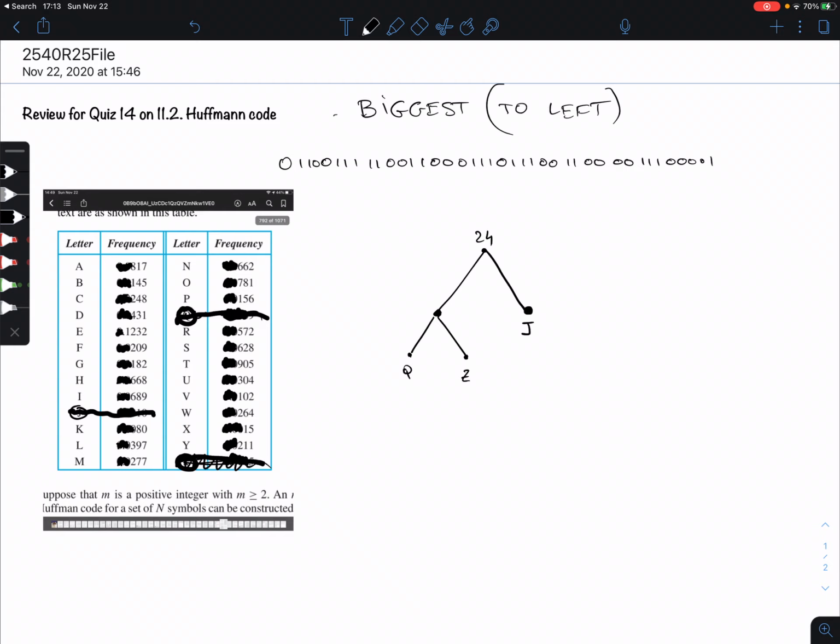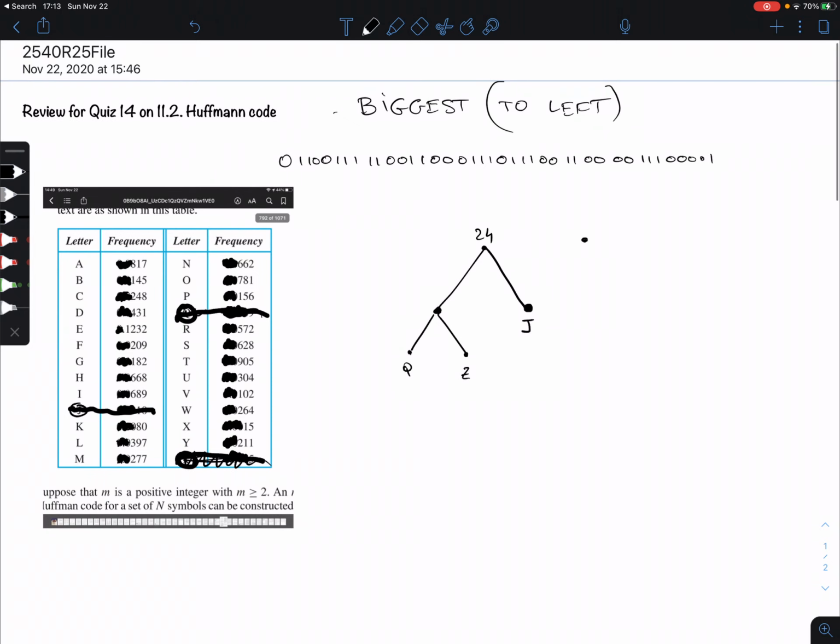Sorry, I mean not J. The three that we have together with X, and X will be to the right because it has less frequency. So it is now 39. Okay, what's next? K. K is there. Is there anything else? No, I think it's K. And K is actually bigger.